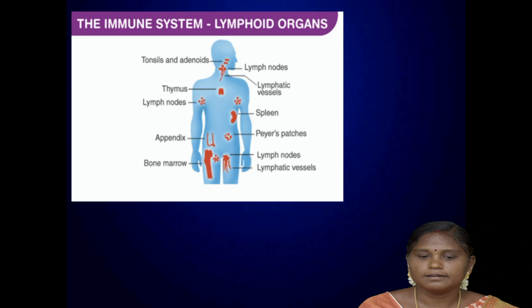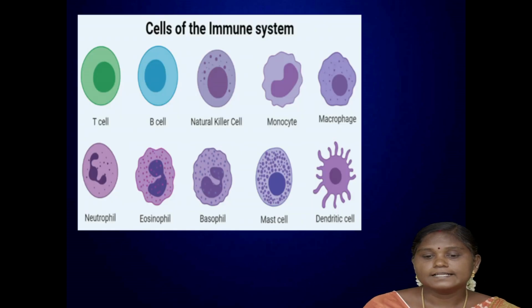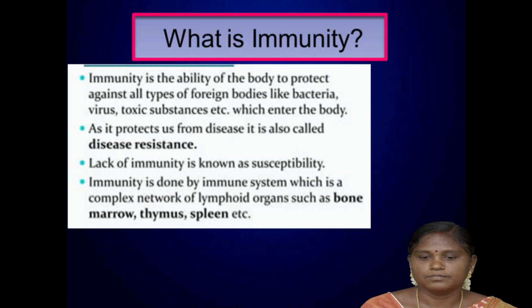Okay, you understand, right? Then the cells, the T and B cells, and the different types of cells involved in the immune system: T cell, B cell, and then natural killer cells, monocytes, macrophages, neutrophil, eosinophil, basophil, mast cell and dendritic cells. So these are the cells which are responsible for the functioning of this immune system, right? So we have seen what is immunology, the immune system, and what are the organs and cells which are involved in the immune system.